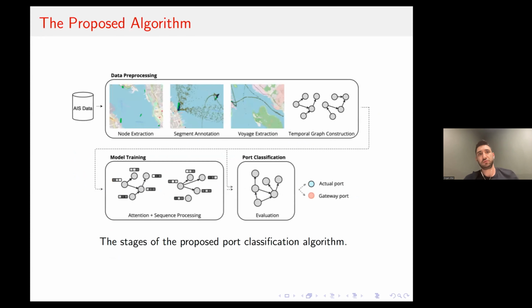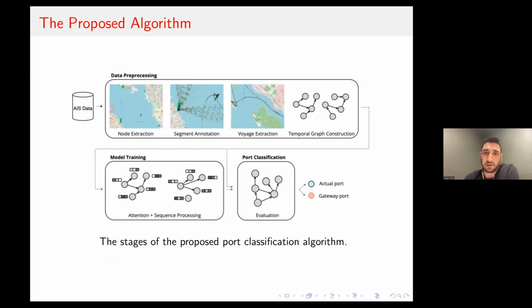So I would like to present our algorithm on this figure. Our algorithm has three main steps. The first one is the data preprocessing step. We take the AIS data, then first we preprocess this data. The first step is the extraction of these nodes from the data. So we use DBSCAN to get the clusters in the data. But at this point, of course, we don't know whether they are actual ports or waiting areas or, in other words, gateway ports.